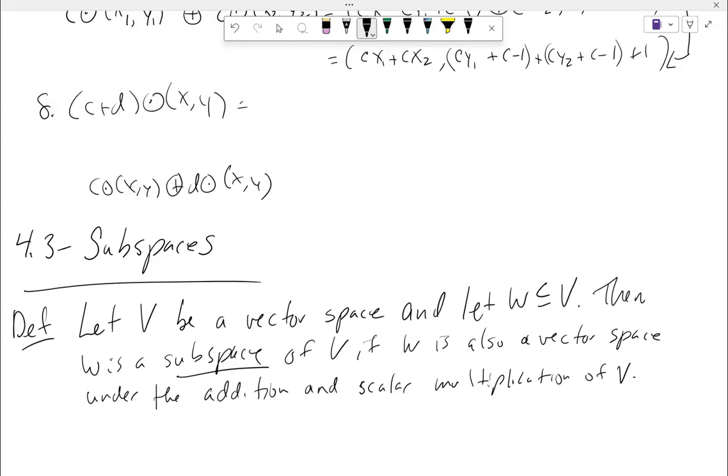We're not changing anything. We're just putting blinders on. We're shrinking down where we're looking. That's all this says. We're not changing the addition. We're not changing the scalar multiplication. We're just shrinking down what we're looking at. Okay? So let me give you a specific example.